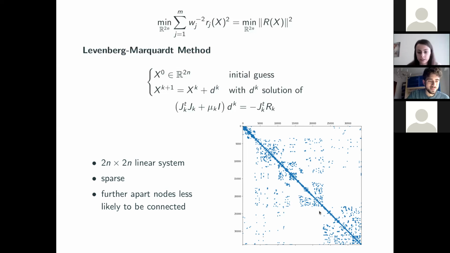This is a spy plot of a somewhat typical matrix for this kind of problem. So you can see that there are many non-zero elements. And another thing that we can say is that points that are further apart from each other are less likely to be involved in an observation together.